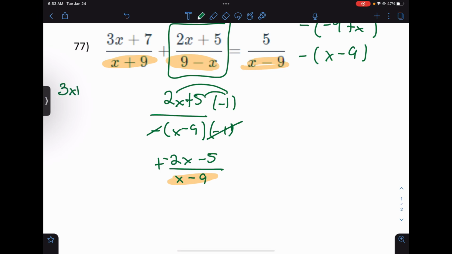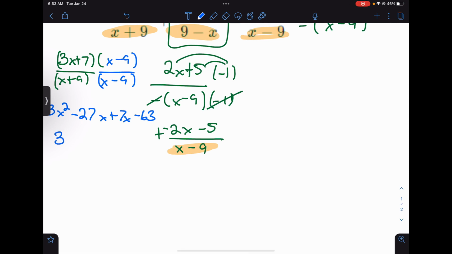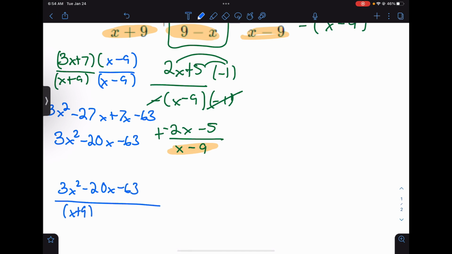All right, so let's take a look at our first guy and work on getting him the common denominator. So we've got 3x plus 7, and he is missing the x minus 9. All right. So unfortunately, we have to FOIL. We're going to get 3x squared minus 27x plus 7x minus 63. All right. So we get 3x squared minus 20x minus 63. So he is good to go down here, 3x squared minus 20x minus 63, all over our common denominator of x plus 9, x minus 9.